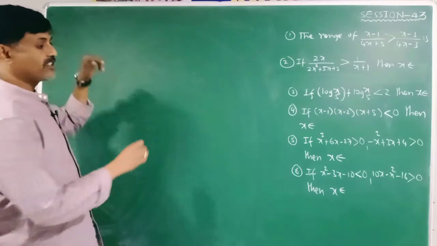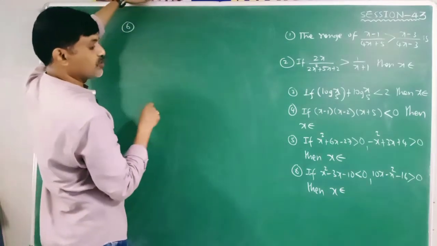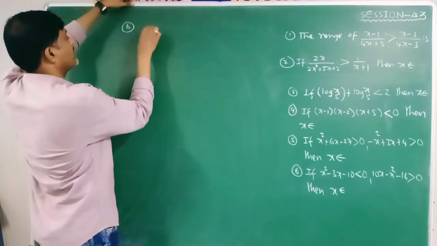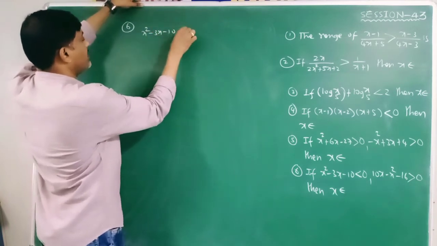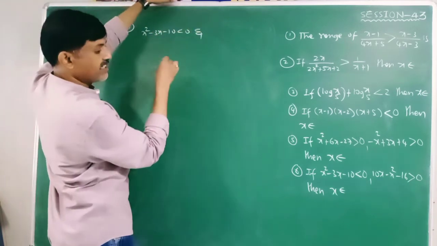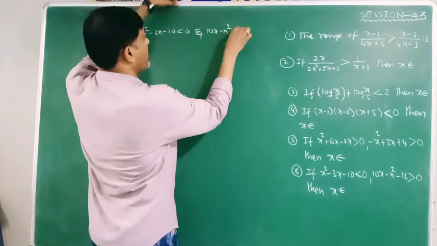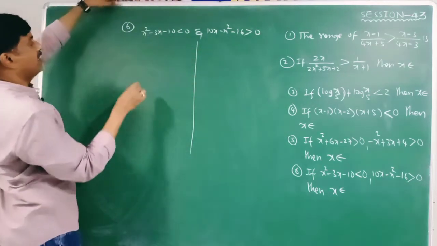Students, move on to the next question, which is the sixth, same as the previous question 5. Here also he gave two quadratic inequations: x square minus 3x minus 10 less than 0, and the other inequation is 10x minus x square minus 16 greater than 0. Now we have to solve these two inequations.